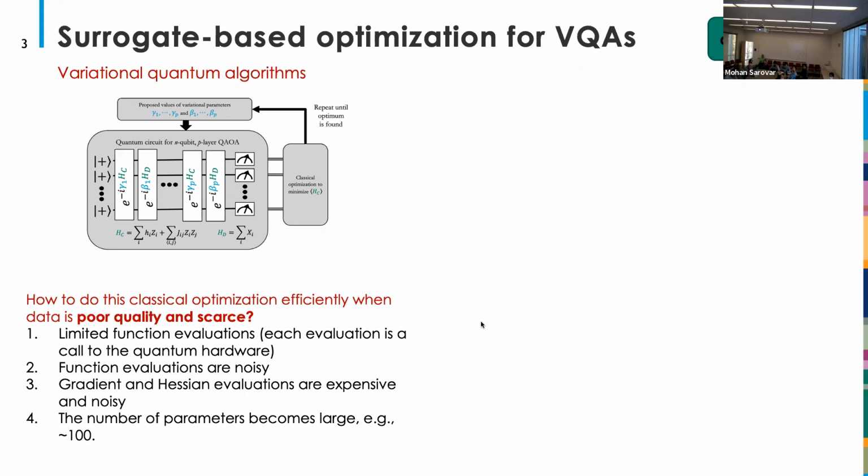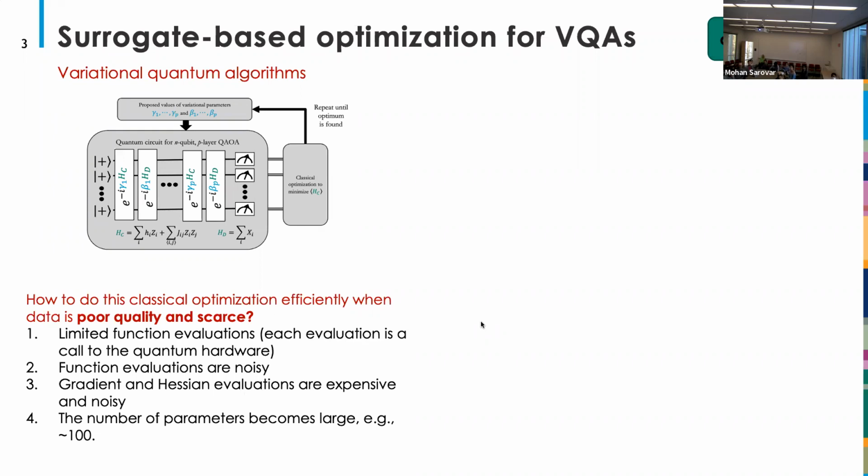And each use of the machine is expensive. It's a quantum machine, so you want to make as few calls to it as possible. So limited function evaluation, function evaluation is noisy, gradient and Hessian evaluations, which are the bread and butter of classical optimization, are also expensive and noisy. And if variational quantum algorithms are going to be useful, it's going to be at large scale.